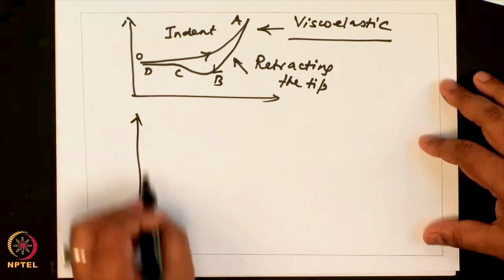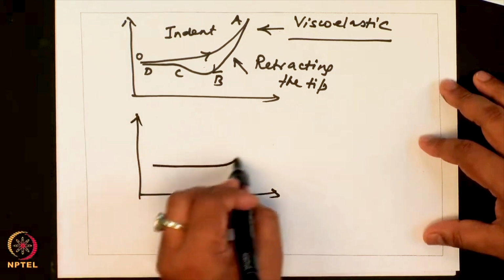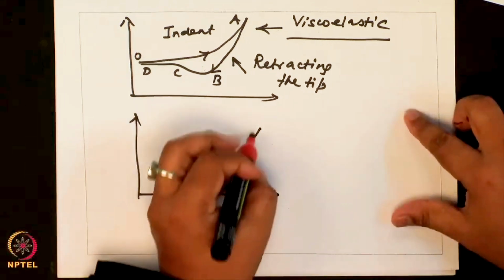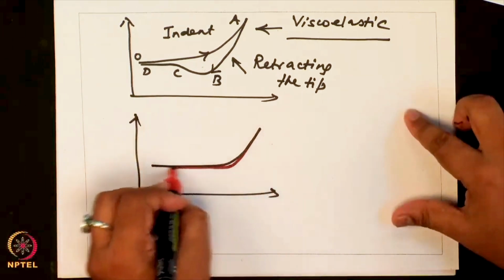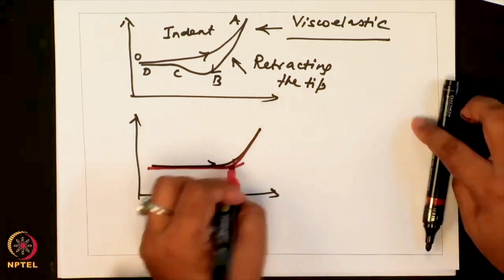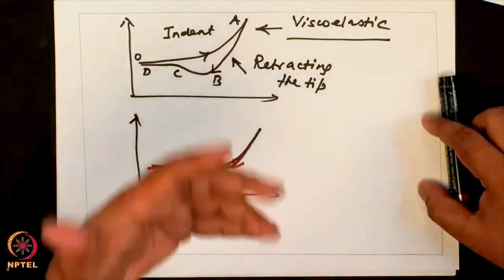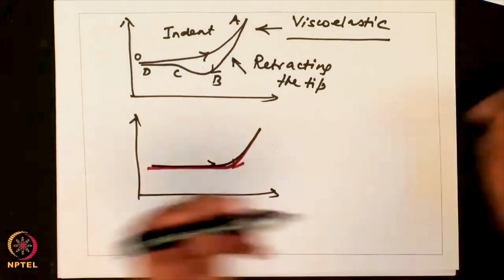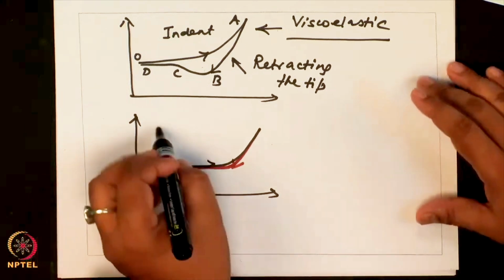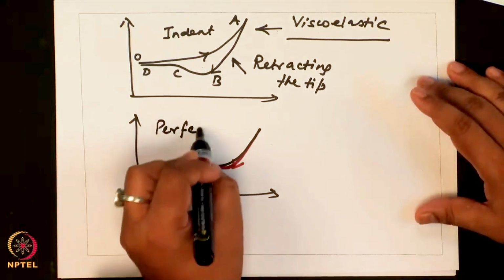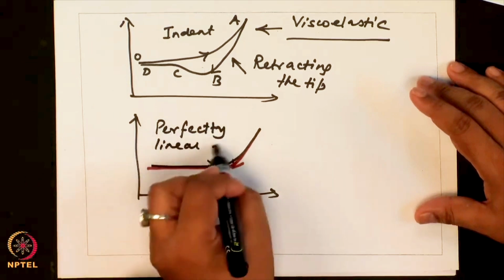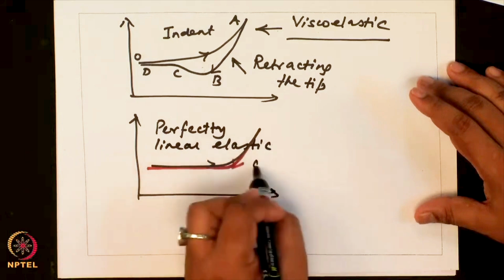If the sample was perfectly elastic, you would get a curve. Okay. Let me draw the return with the same line. Okay. So, the way I have drawn it, you can see that the indent and retract are completely overlaying on each other. Okay. This is the type of curve you would get for a perfectly linear elastic sample.